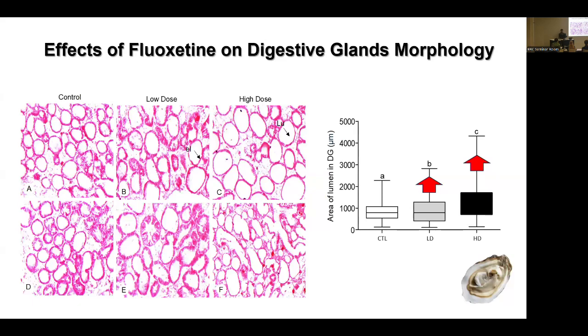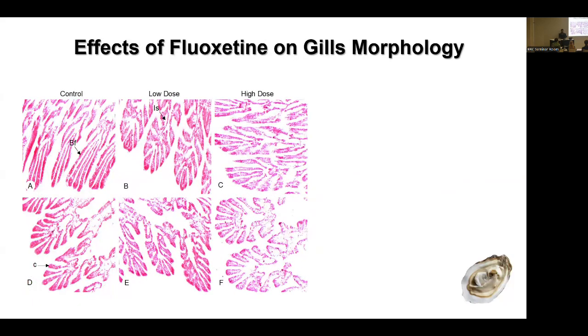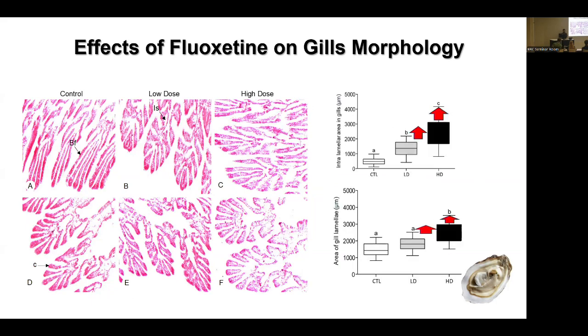The red arrow sign indicates the enhancement of the lumen area because of the effect of fluoxetine compared to the control. Now let me talk about the effect of fluoxetine on the oyster's gill. In control, the oyster branchial filament is very uniform and parallel. But in low dose and high dose, you can see the destruction of the branchial filamental cells. The intralamellar area in gills has been expanded, and the area of gill lamellae has increased significantly because of the high dose compared to the control.